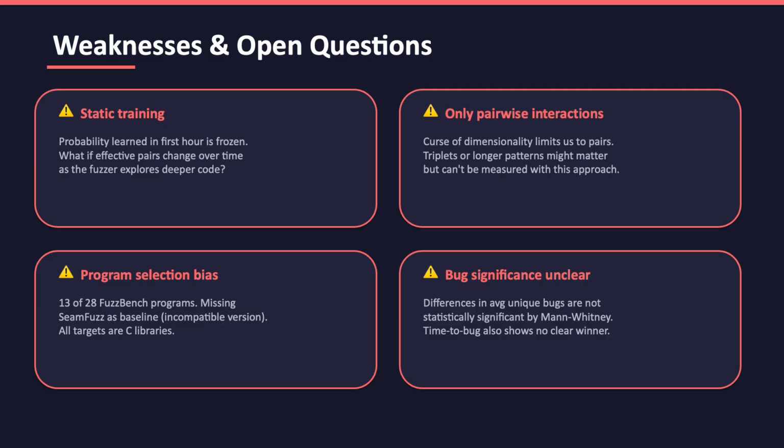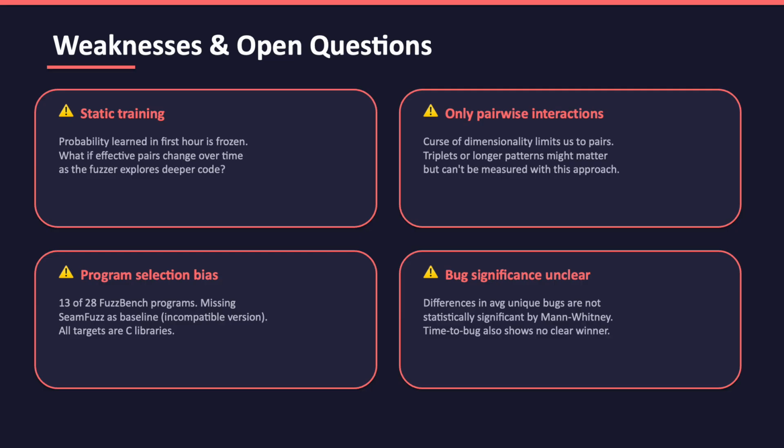They use 13 of 28 fuzzbench programs. They take the union of programs from two recent papers. It's still a subset. They also couldn't include seam fuzz as a baseline because of version incompatibility, which is just unfortunate. Finally, the coverage results are statistically significant.